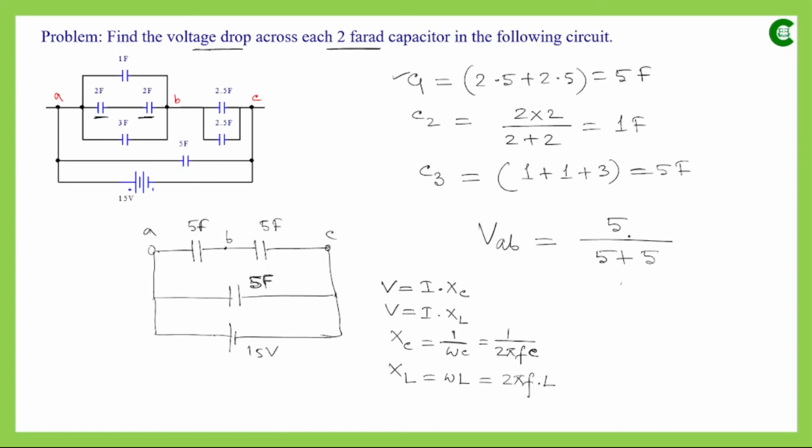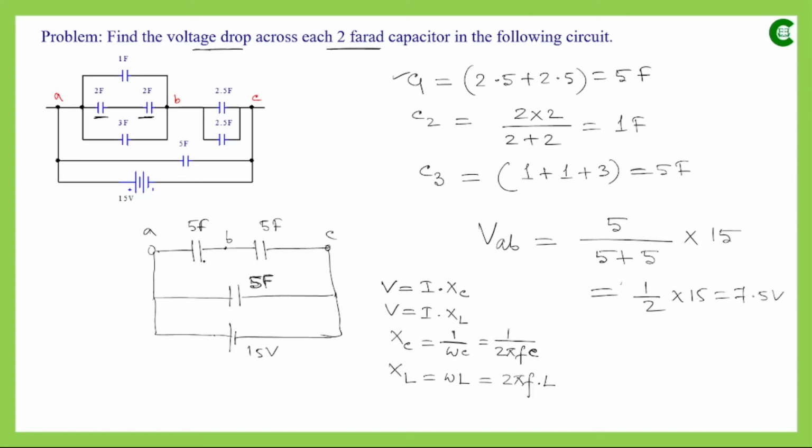So here it will be the capacitance value of this capacitor, which is 5, divided by the summation of their individual capacitances, so 5 plus 5, and then the main voltage, which is 15 volt. This formula we have already seen in another class in case of resistive circuit. So it will be half into 15, so it will be 7.5 volt.